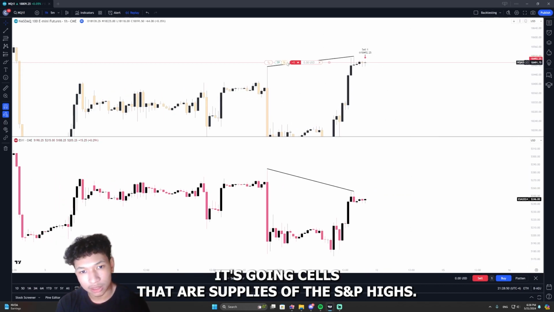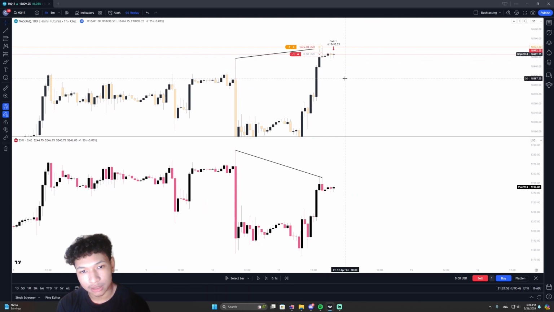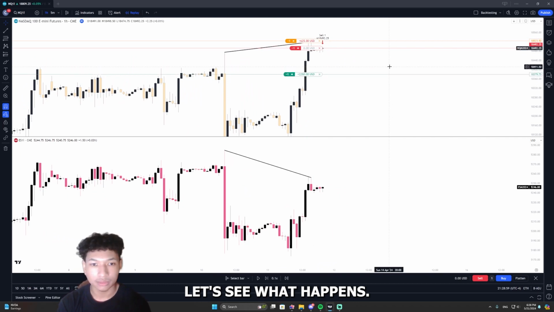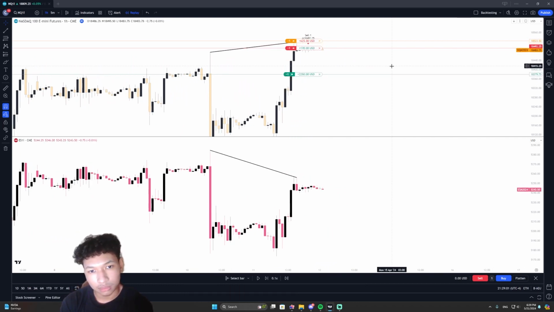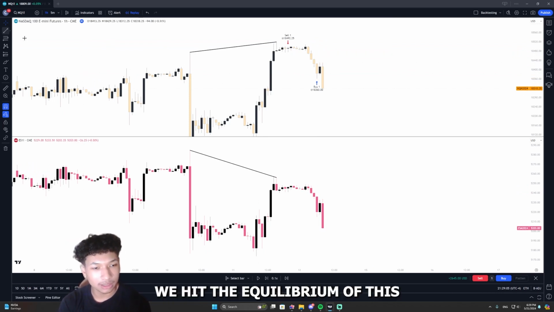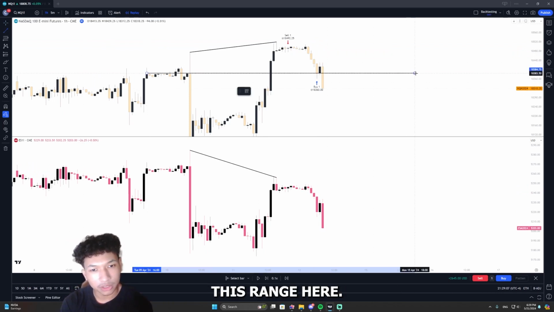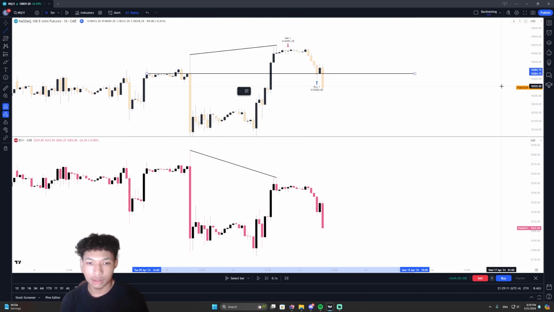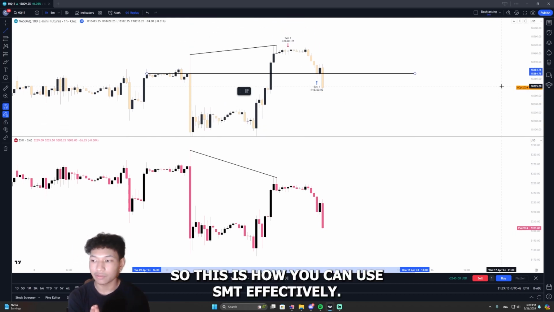Let's go in sells. Let's set our stop loss at the SMT highs, and let's target the equilibrium of this range. Let's see what happens. So you can see we hit the equilibrium of this range here. So this is how you could use SMT effectively.